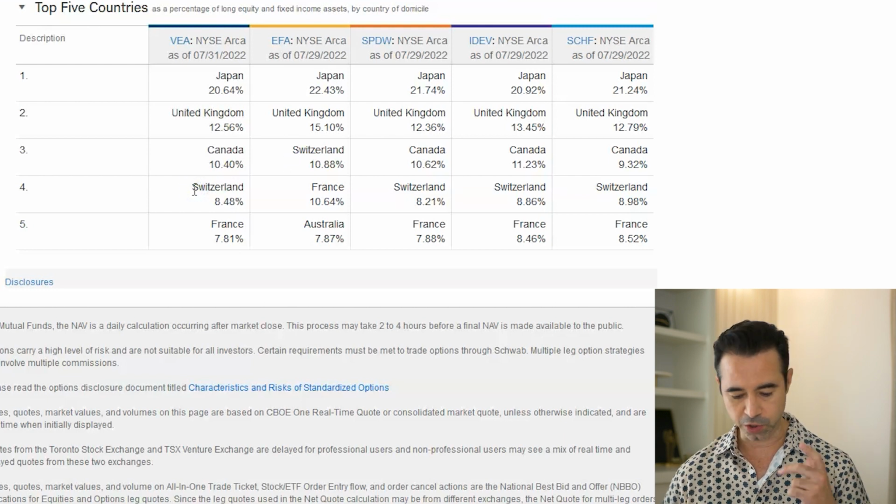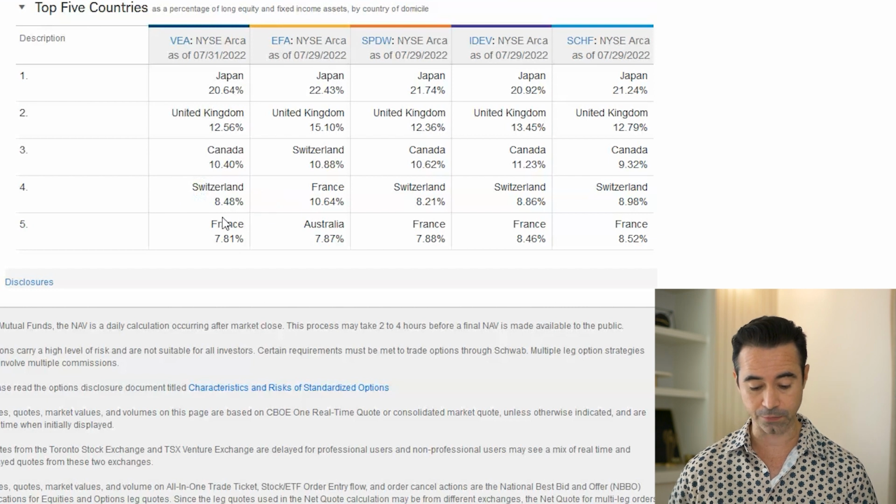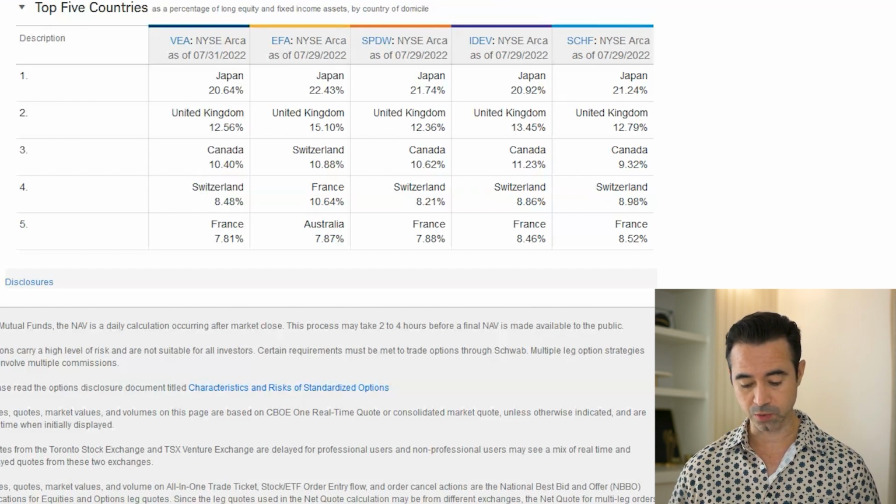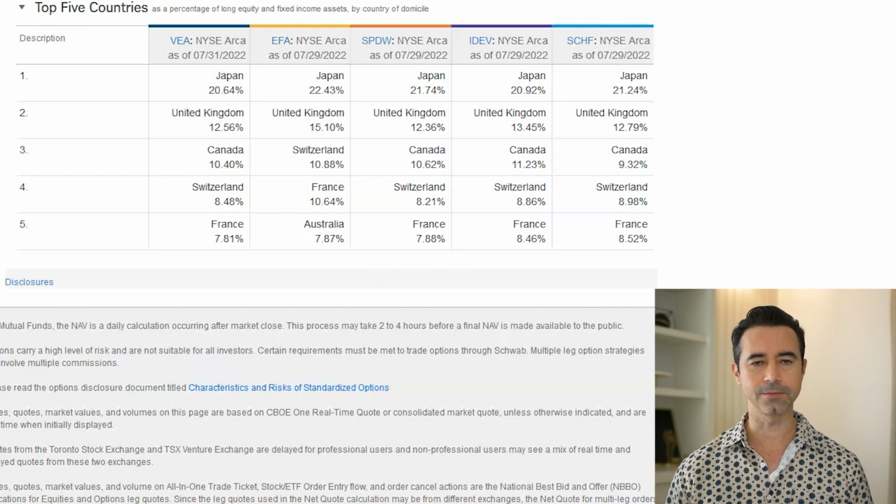Switzerland, it switches up, then Switzerland. We got France in here for EFA. We have France as the 5th most popular. We have Australia as one of these, right? So, okay, as you can see, they're all developed markets. They're all decent economies, right? So the first world economies, and that's what we're looking at here.